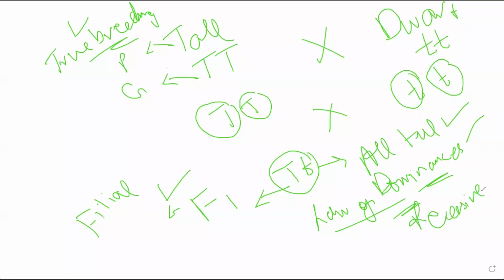Understood? So that is the law of dominance, and it holds good for like 90% of genes. When we talk about it later on, there are certain genes which do not follow the law of dominance. We'll come to it later on, but most of the genes are following the law of dominance.